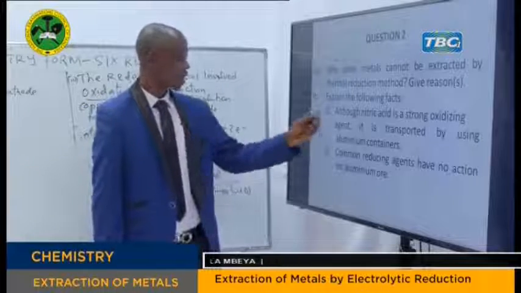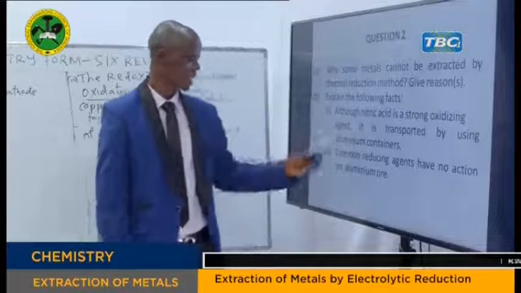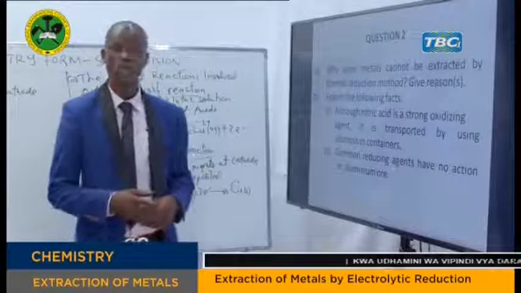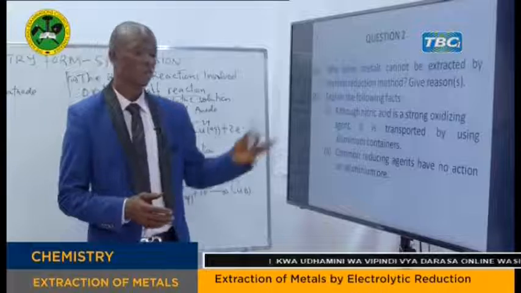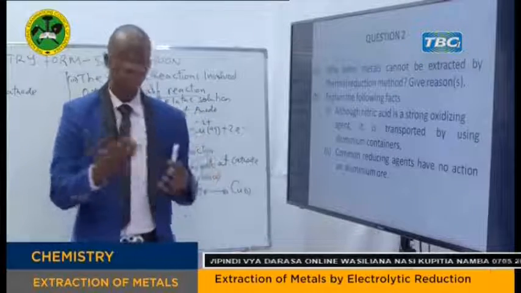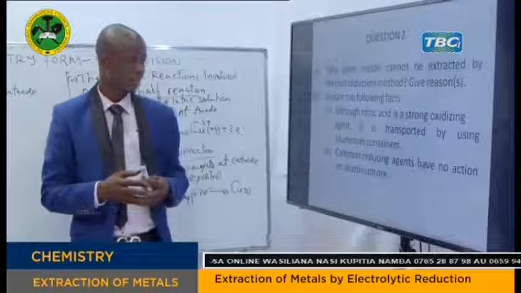Roman 1. Although nitric acid is a strong oxidizing agent, it is transported by using aluminium containers. This is also another very simple question that you can meet with. If you meet with this question, what are you going to do? What are you going to answer?